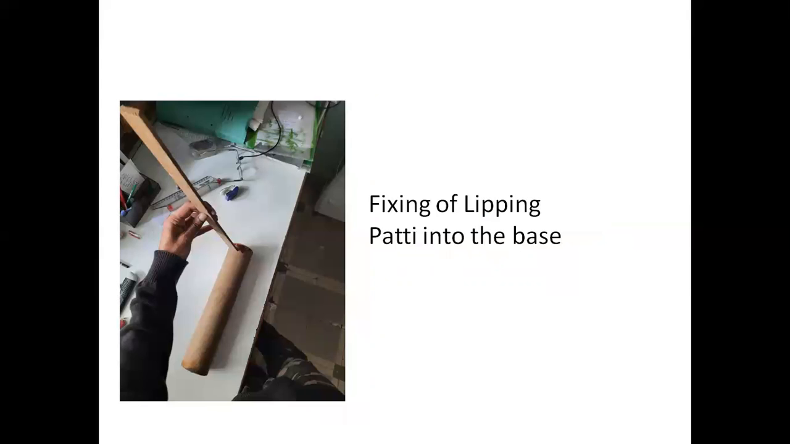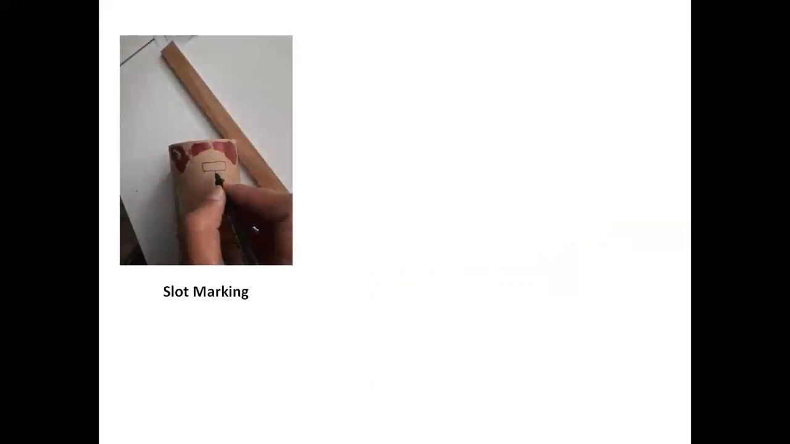Next job was to fix this lipping putty into the base. So a slot was needed to be cut inside the base. So the slot marking as per the lipping putty dimension was made on the container. We have to maintain proper distance from the top so that mechanical strength of that base is proper, because the entire stress will be coming on this much material of that container. So 2 centimeter minimum distance must be maintained.